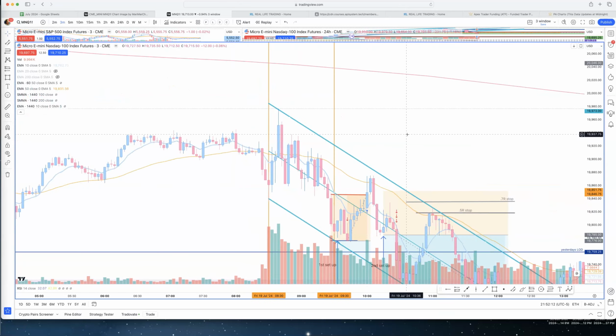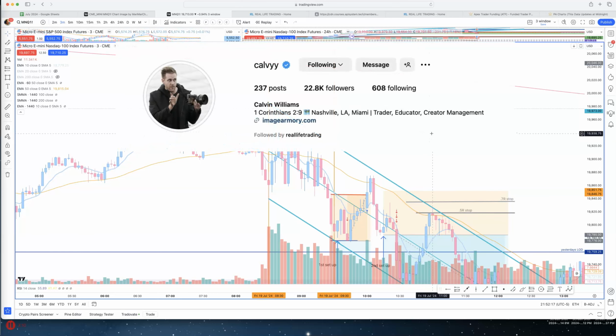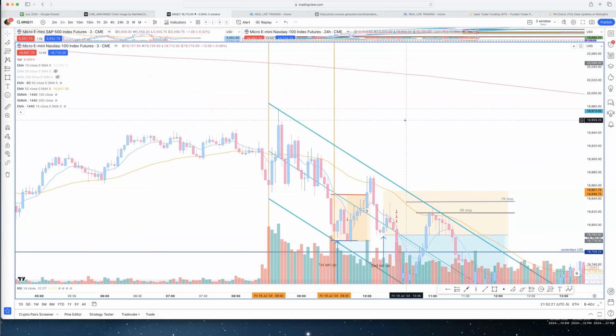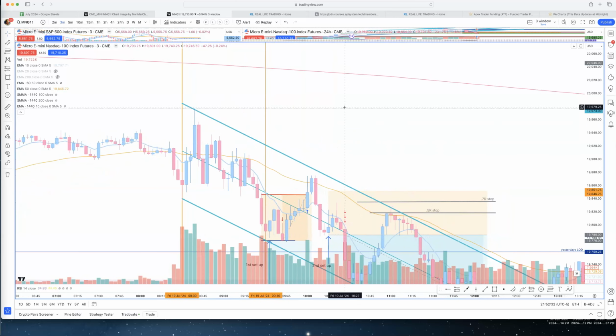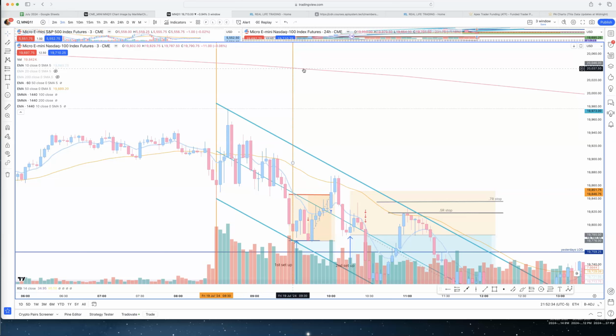Really simple. Now, I met someone named Calvin Williams in Real Life Trading. Shout out Calvin. He has more of an advanced version of this, which I really like. And it is what led me to get funded with Apex pretty quickly. So this pink line you see here is the 50 EMA on the hourly. I'm looking at it on the 3-minute.